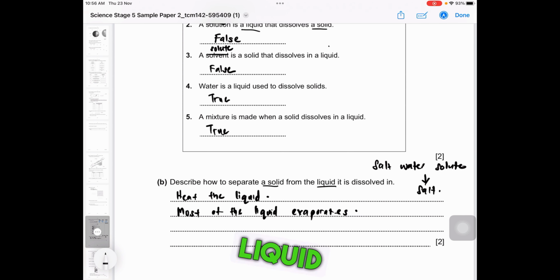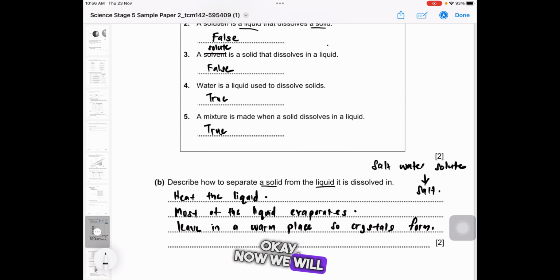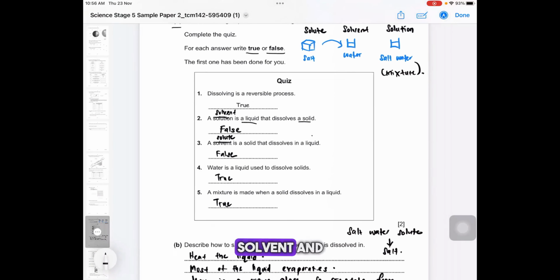So when most of the liquid evaporates, what we need to do? We have to leave the dish in a warm place so that crystals of salt will start to form. Okay, now we will look into the experiment that is related to solute, solvent, and solution.